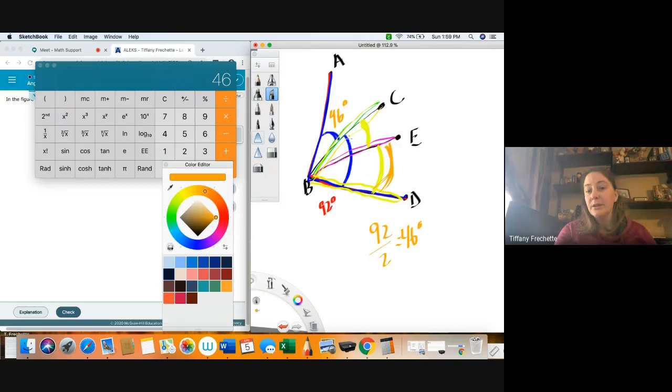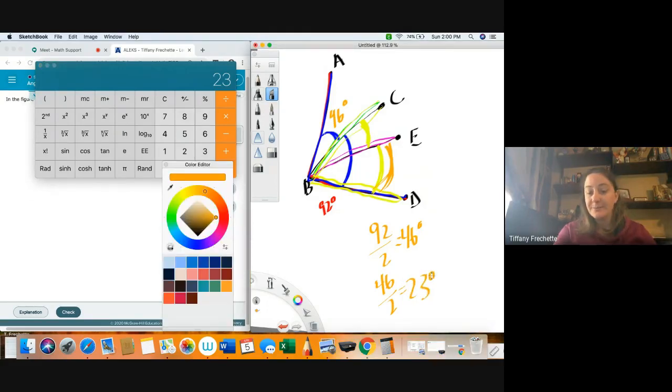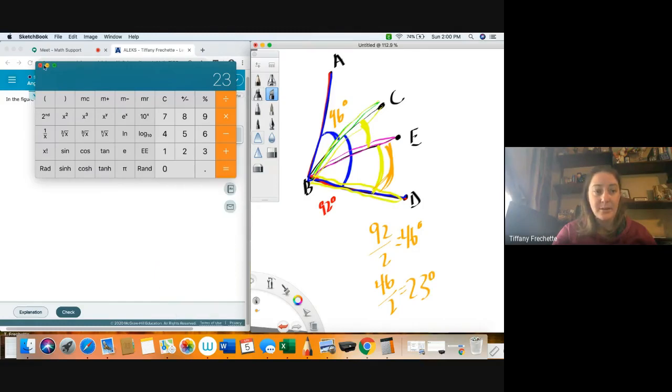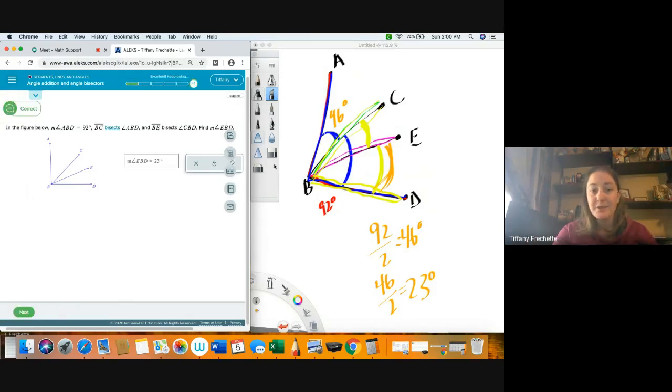And then we're also told that this blue arc here, going across, is cut in half again, because here's a yellow and a yellow, one of which is the orange that we're looking for. So I'm going to take 46 and cut it in half again. So if I do 46 divided by 2, I get 23. So I know my answer is 23 in this one. So it's 23 degrees. I'm going to close a couple of things here, and I'm going to type in 23. Yay!